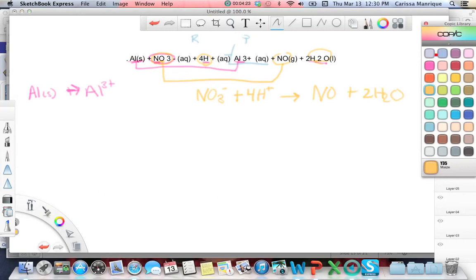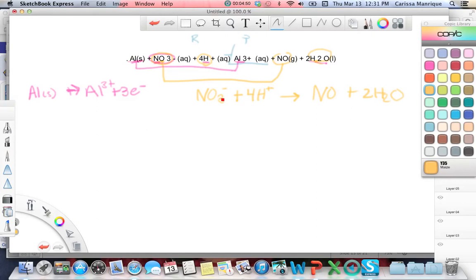Let's do aluminum first, okay? One aluminum. Where would we put the electrons here? The aluminum goes from aluminum to aluminum 3 plus, so this side needs to become more negative, so I'll have my 3 electrons here. Okay, now let's do the one over here.